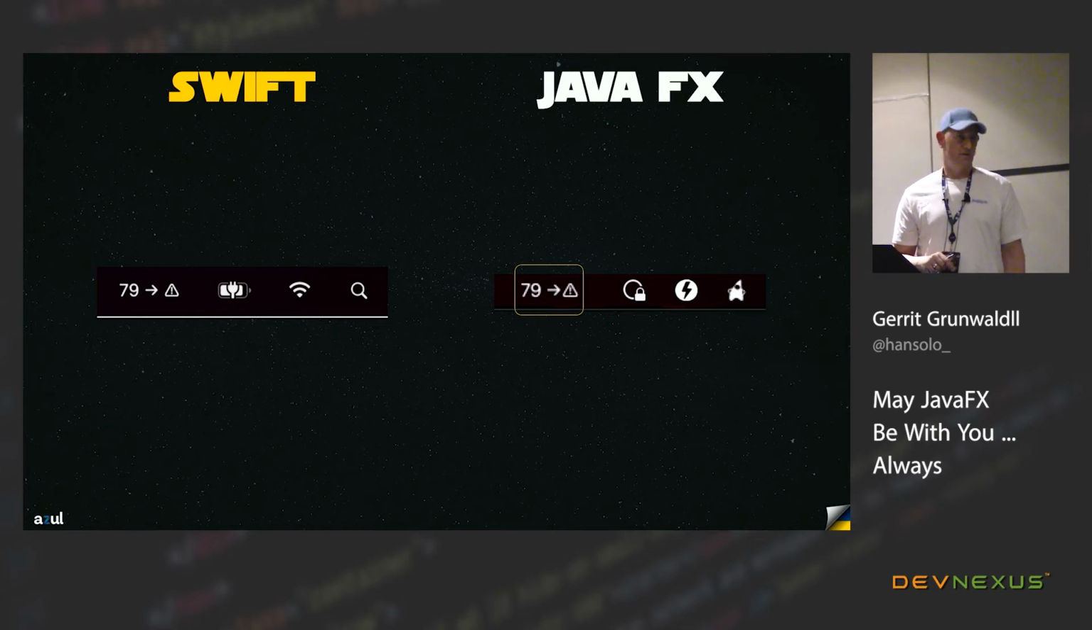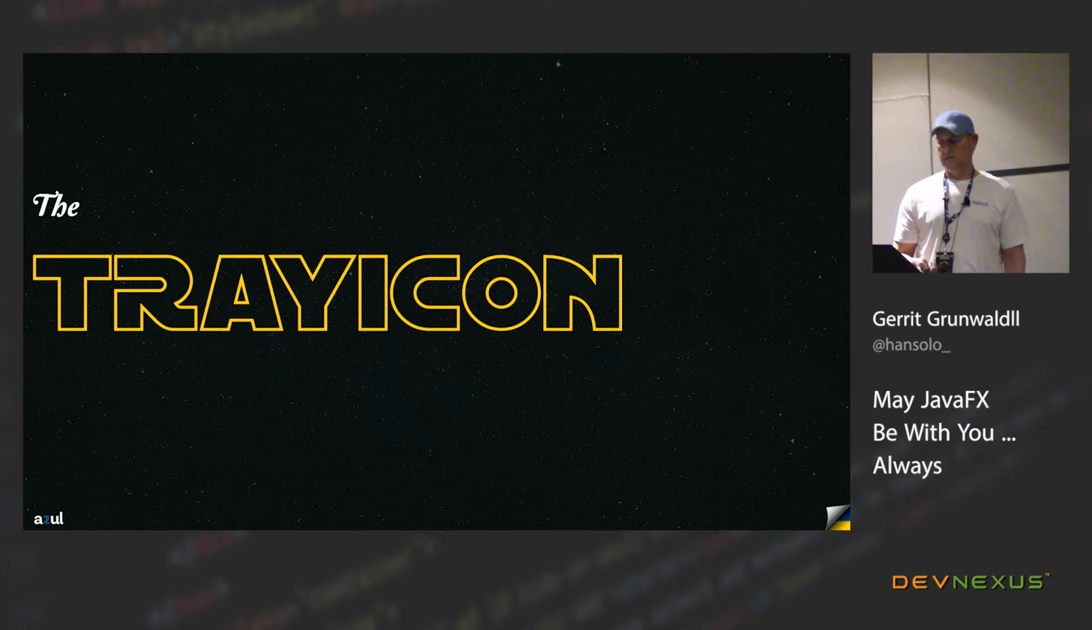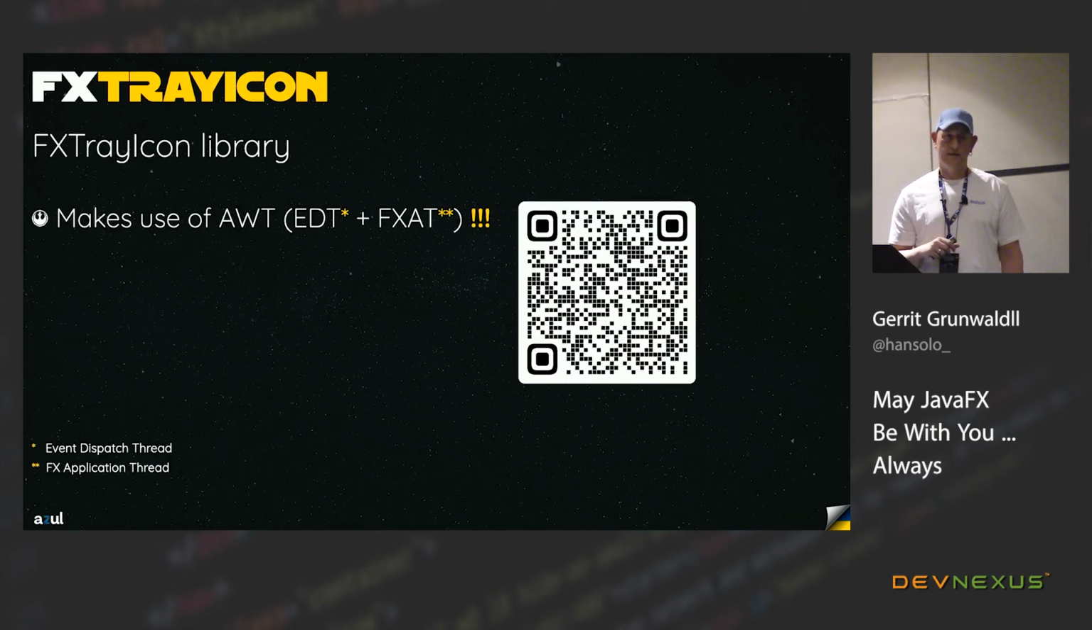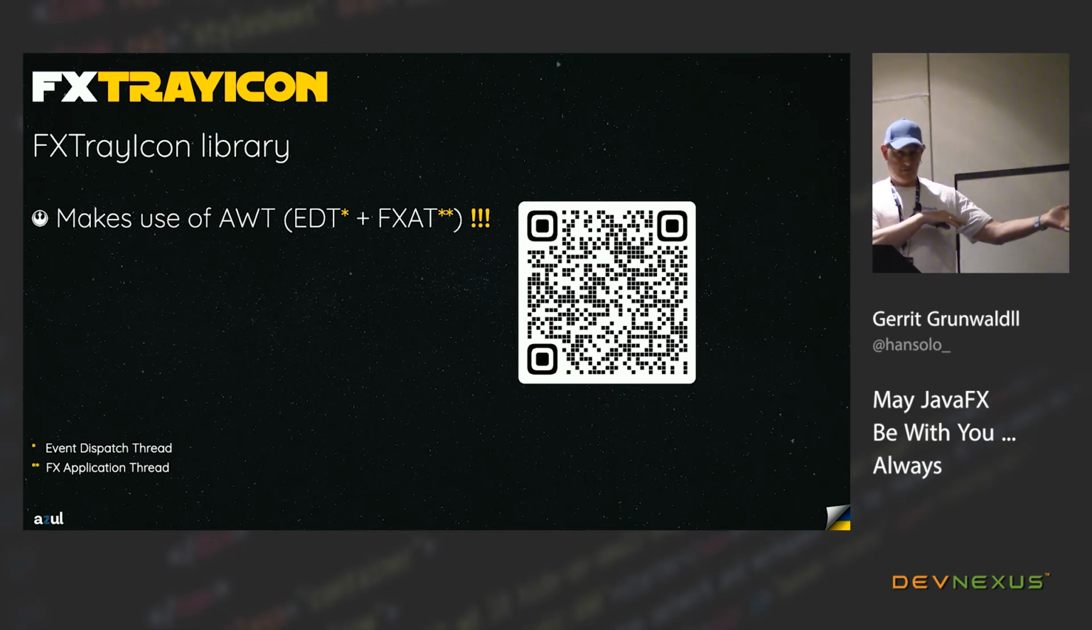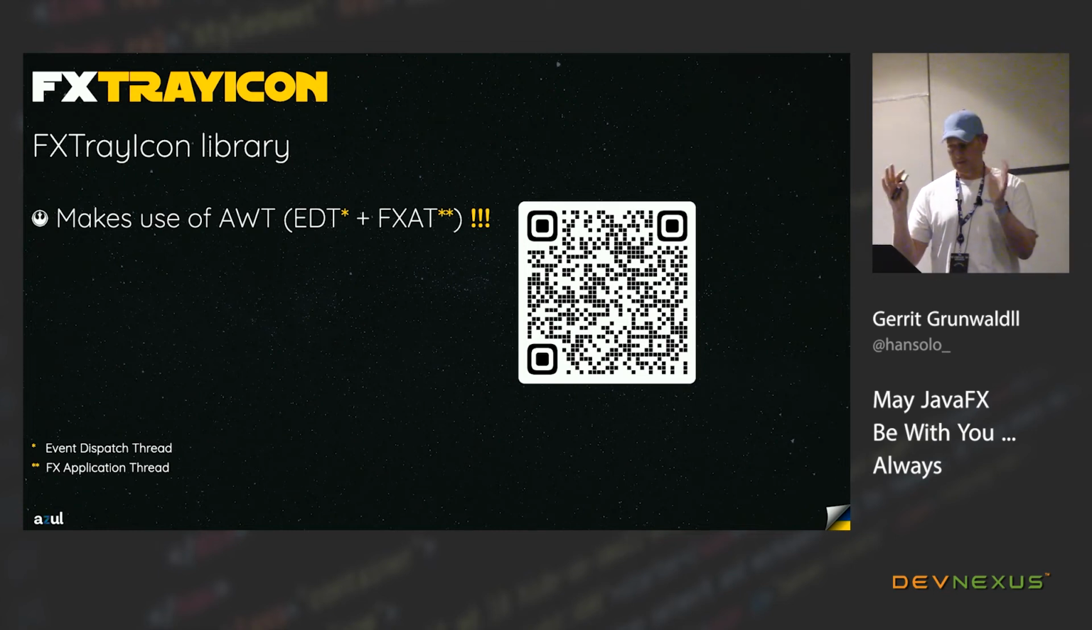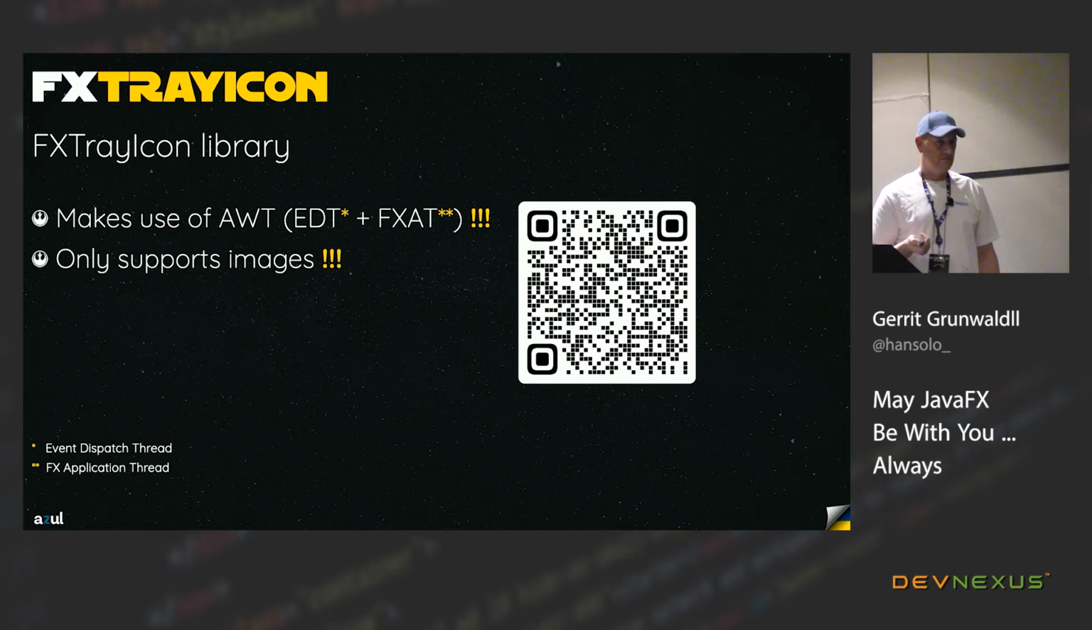So not out of the box. In JavaFX, you can't do it. But there is a library called FXTrayIcon. This library makes use of AWT, and that means you have to take care about the event dispatch thread, because suddenly you are in Swing or AWT and the JavaFX application thread. So this is a little bit tricky, but it can handle images and put them on a system tray.